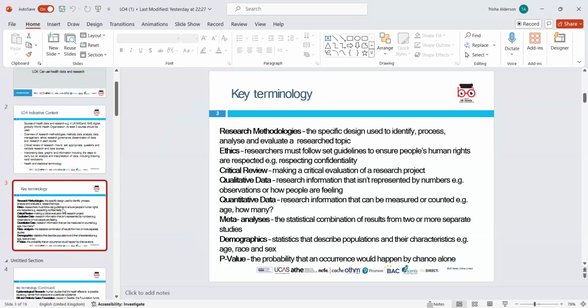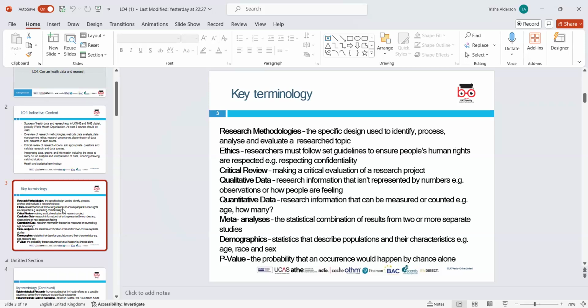A critical review is always important. It's important that you evaluate a research project. So you look at the whys, the why nots, and you weigh up the balance of them. When you're doing research, one of the methodologies used is qualitative data. And that means research information that isn't represented by numbers. For example, if you were doing research, you'd observe how people would behave. And you'd also ask people how they're feeling about different things.